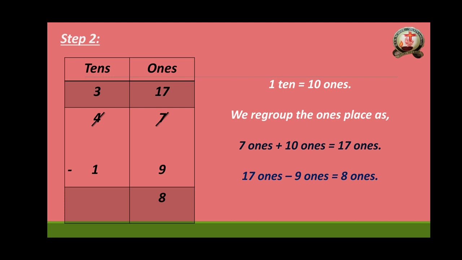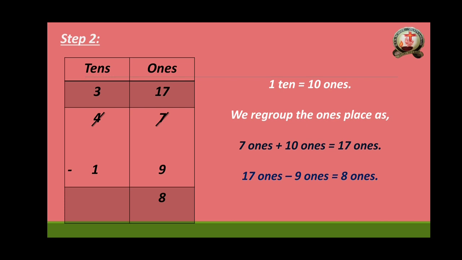And it is not possible that we can subtract 9 from 7 because 9 is greater than 7. Okay, so we have to regroup the ones place as we have to take 1 ten from the tens column. So we have 4 tens in the tens column. So when we take away 1 ten from it, it will become 3 tens, right?